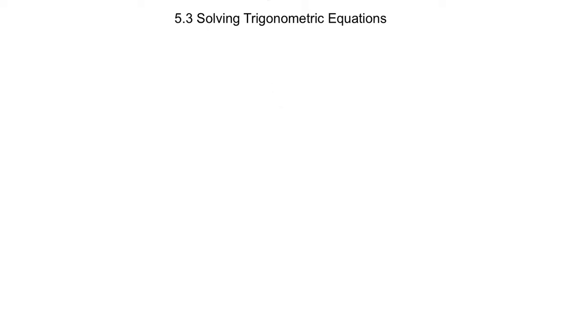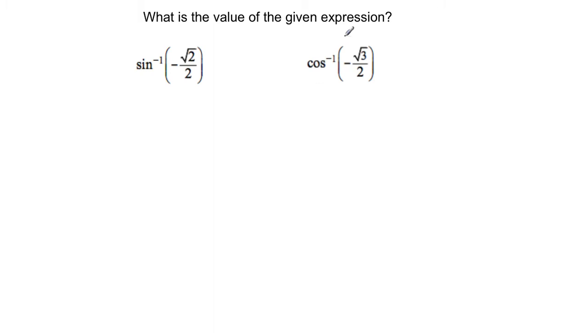Okay, so we're going to be solving trigonometric equations today. And don't forget when we did inverse trig equations or expressions before, we had these. Just as a refresher, the inverse sine of negative root 2 over 2. Well, we looked at where the sine was root 2 over 2, which is pi over 4. And because this is a negative, this is a negative.